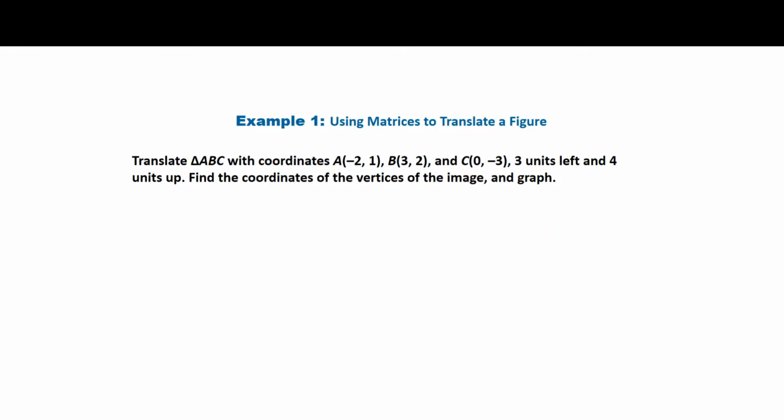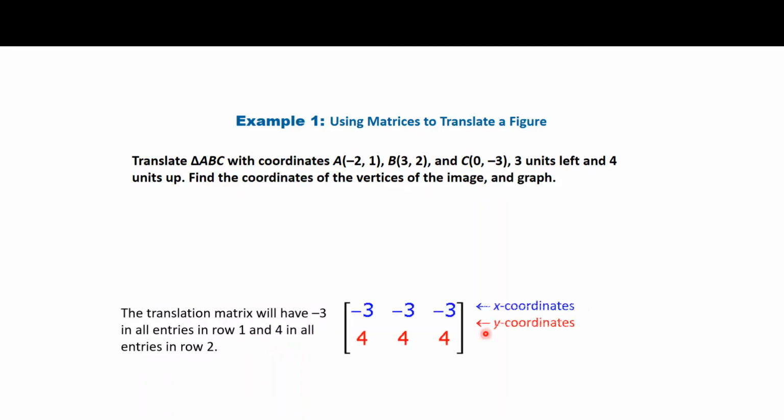Okay, example 1 says to translate triangle ABC with the following coordinates. We're going to translate it 3 units left and 4 units up. So I want you to think about what is going to happen when you translate something 3 units left, and what happens when you translate something 4 units up? Well, remember, left and right is going to be our x's, and up and down is going to be our y's. So our translation matrix is going to have a -3 in all entries in row 1 because that's where our x's are, and a +4 in all entries in row 2, which is where our y's are.